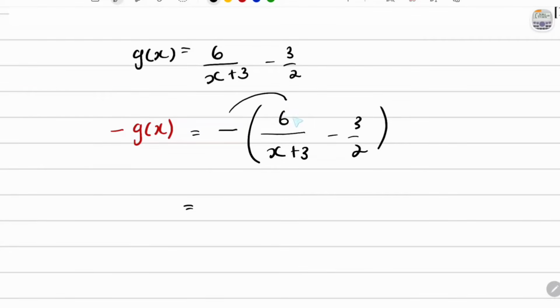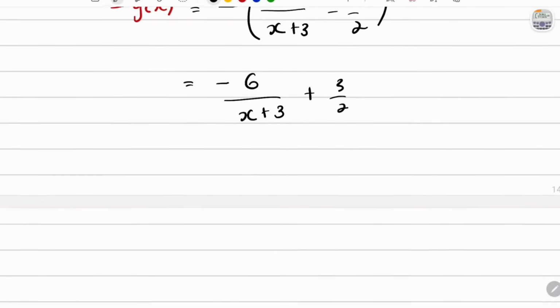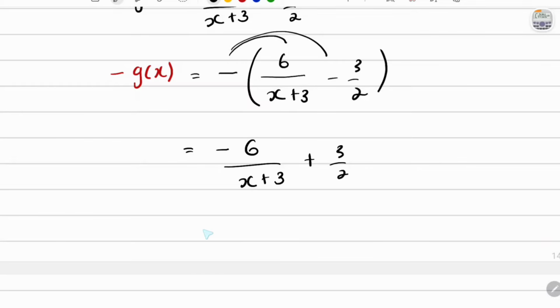So if you distribute, that now becomes a negative 6 over x plus 3. And then that becomes, when it multiplies, positive 3 over 2. If you like, it should be written like this actually. You can put the negative in the middle just to show you that the fraction is now negative. So we have negative 6 over x plus 3 over 2. That is going to be your new graph.